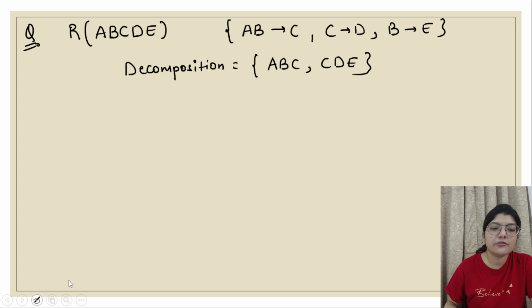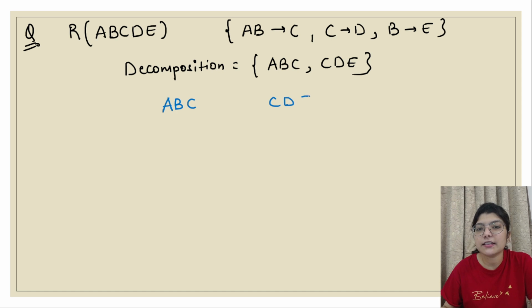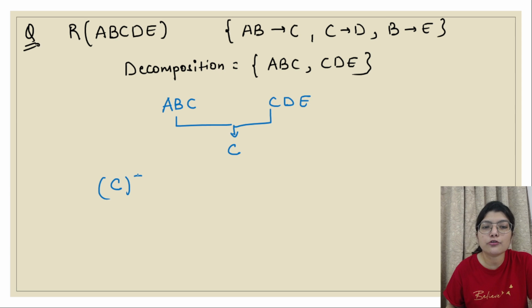Again, the same procedure you have to follow. You have to find the common element. So what is the common between ABC and CDE? If I have ABC and I have CDE, what is the common element between the two? The common attribute is C. So now I have to find whether C is a candidate key of any relation or not. So I can simply take the closure of C. If I take the closure of C, what will I get? I will get C and D.